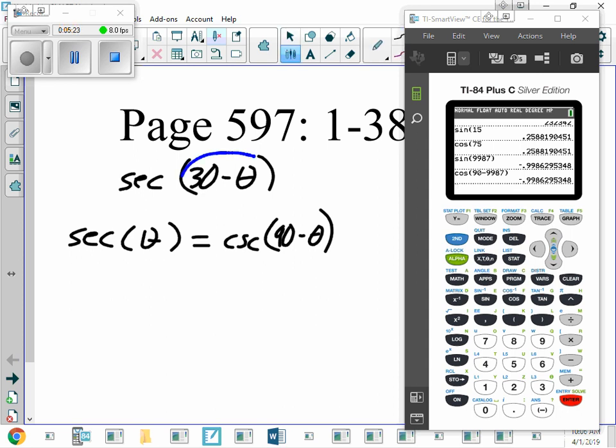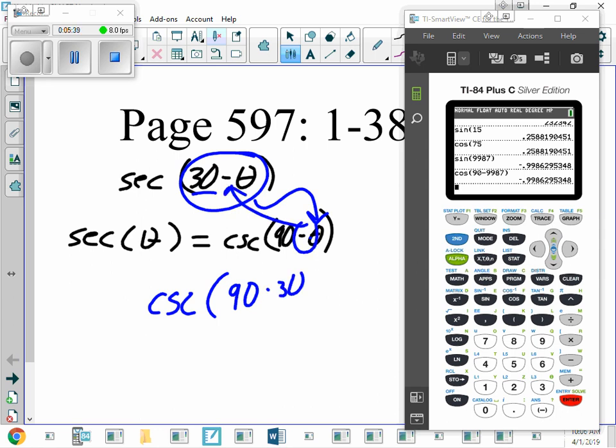So my secant formula has 30 minus theta. So I'm going to plug that in for theta, which gives me the cosecant of 90 minus 30 minus negative theta, which is plus theta. And that simplifies down to the cosecant of 60 plus theta.